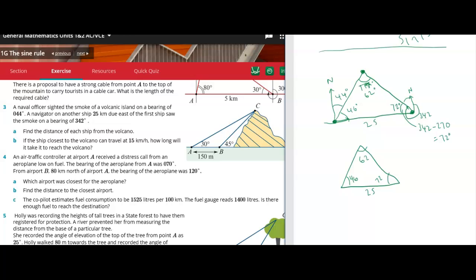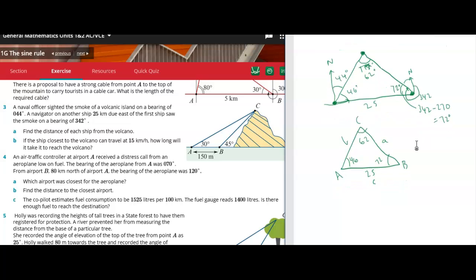Now the question, what is it asking? Find the distance of each ship from the volcano. So you label your diagram A, B, and C. It doesn't matter which one you call A, B, or C. And then little a is here, little b is here, and little c is here. So we have to find the distance A and B. And then question B, if the ship closest to the volcano can travel at 15 kilometers per hour, how long will it take to reach the volcano? Okay, so we'll do that in a sec. Let's just do A and B first.